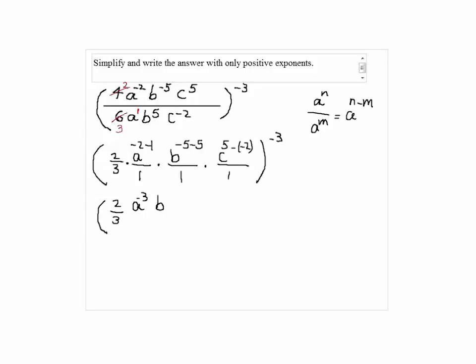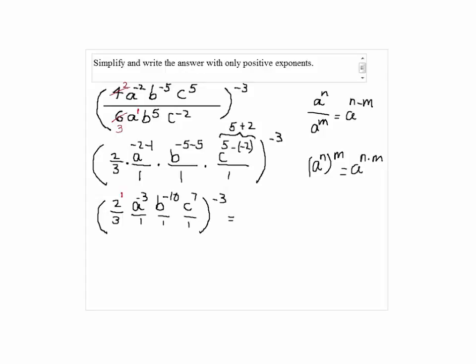So here we have 2/3, a to the power of negative 2 minus 1 would be negative 3, b to the power of negative 5 minus 5 would be negative 10, and here is 5 plus 2, which is 7. This whole thing is over 1. The whole thing should be raised to the power of negative 3.